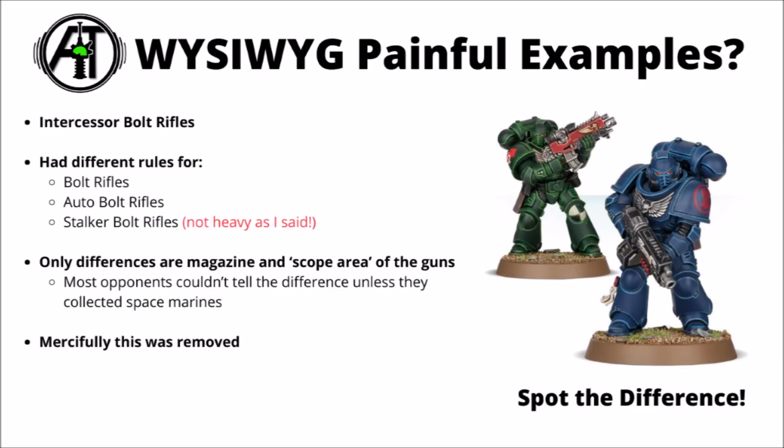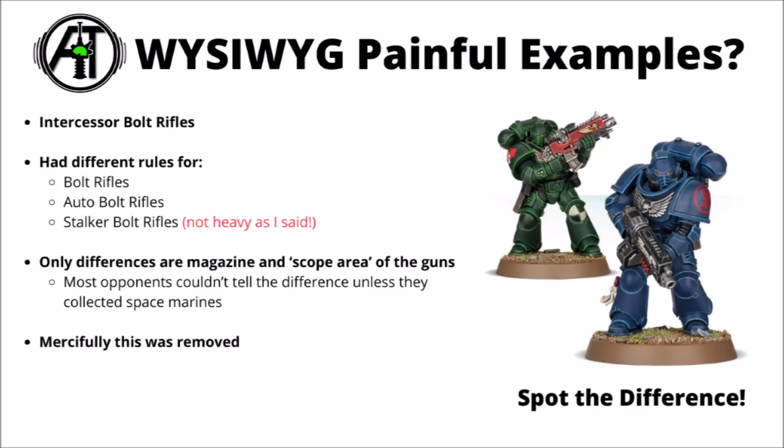Another slightly painful example from 8th and 9th edition I thought were the Intercessor bolt rifles. When the Intercessors first came out, they had different rules for regular bolt rifles, the auto bolt rifle, close assault type ones, and the heavy bolt rifle, slow moving and heavy hitting type version, where if you wanted to have full WYSIWYG for them, you could wind up painting up a fairly silly amount of different Intercessors if you wanted to try out a different loadout.